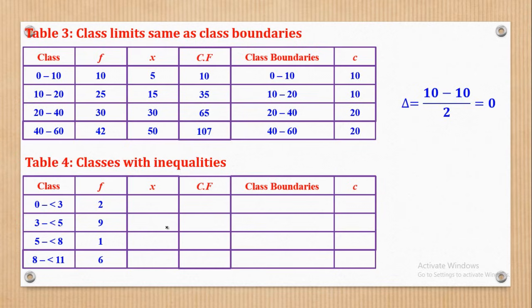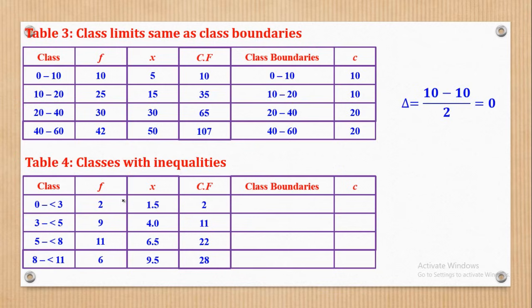Okay. Then table 4, classes with inequalities. So x is still the same procedure. This plus this over 2 gives that, this plus this over 2, this plus this over 2, this plus this over 2. So now for cumulative frequency, you shall get this 2, put it here, then 2 plus 9 gives you this, then 11 plus this gives you that, then this plus this gives you that. So that's how they generate CF.